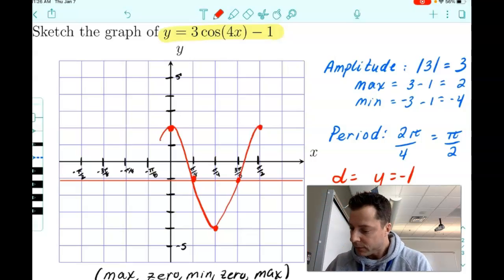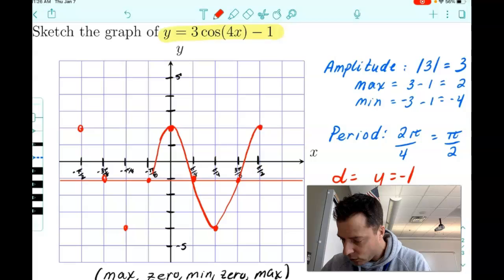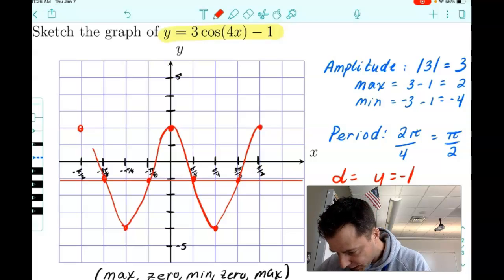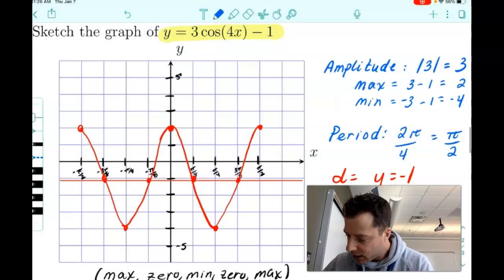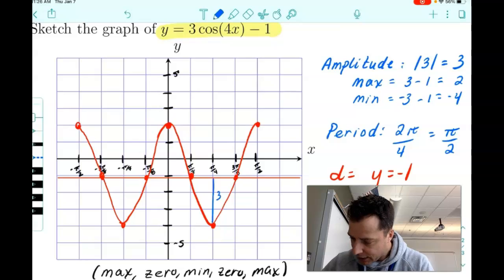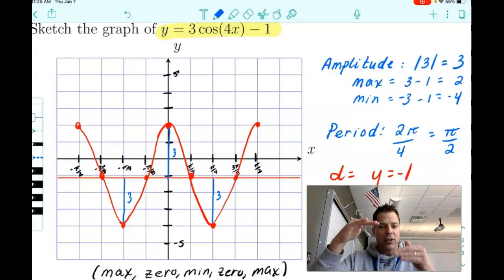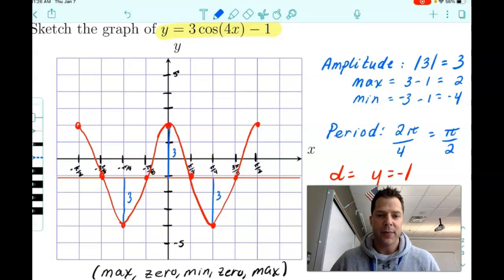So I graph 2 periods. I go down to my 0, then to my minimum, then back to my 0, and then back to my max. And here is my other period. One more cycle of this graph. Let's quickly talk about that amplitude. There's that midline in red. Count that distance, it should be 3. Count that distance, it should be 3. That distance is 3, right? Even these distances are 3. So you want to make sure the amplitude is the distance from the midline. Now that distance would be your max and min if your midline was 0, if there was no shift.